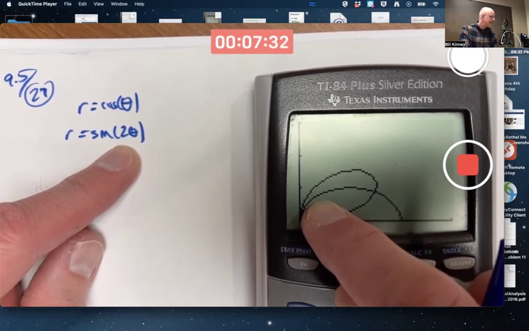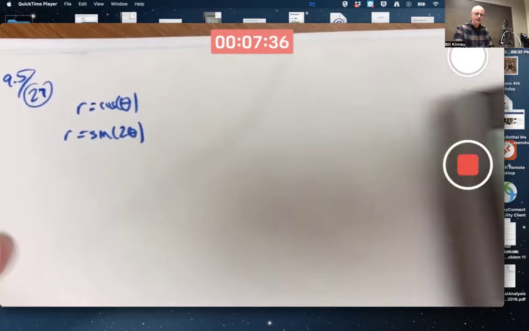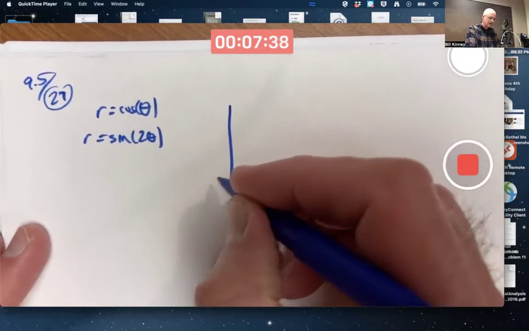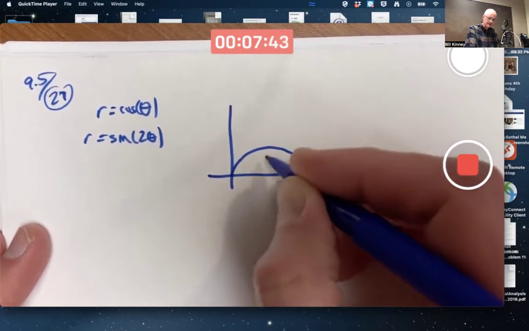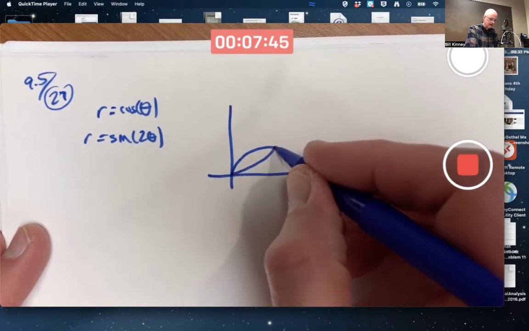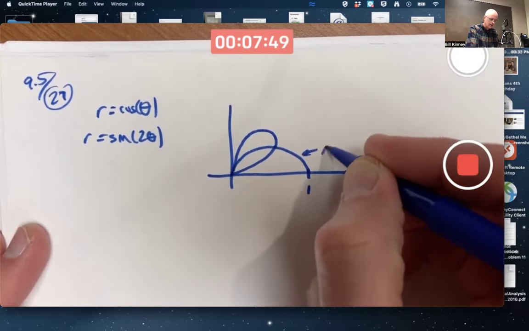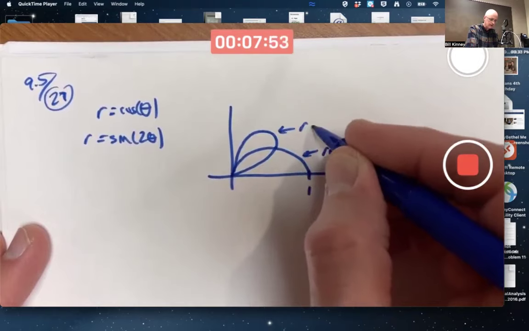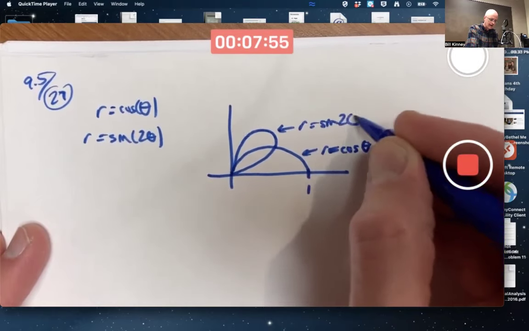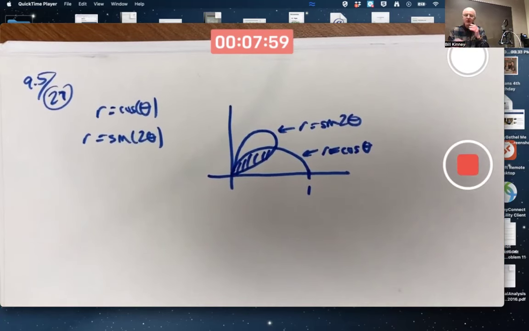We're interested in the area between these graphs. Let me draw by hand here. First graph looking like this, second graph looking like this. That's r equals cos theta. This is r equals sine 2 theta. And the area we're interested in is that. That's an area swept out, but really by two distinct polar curves.